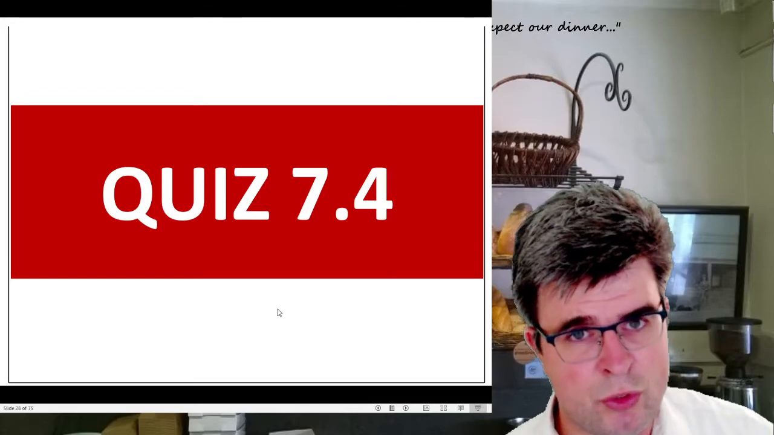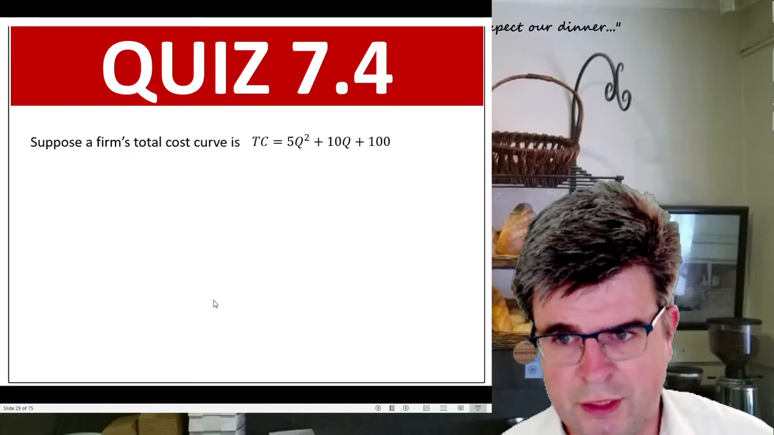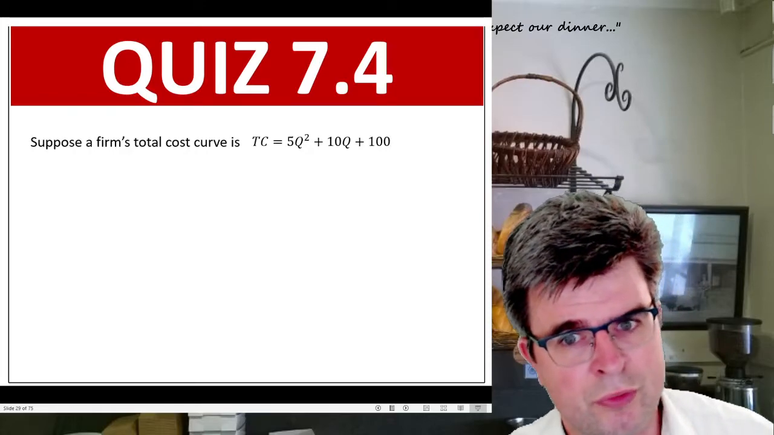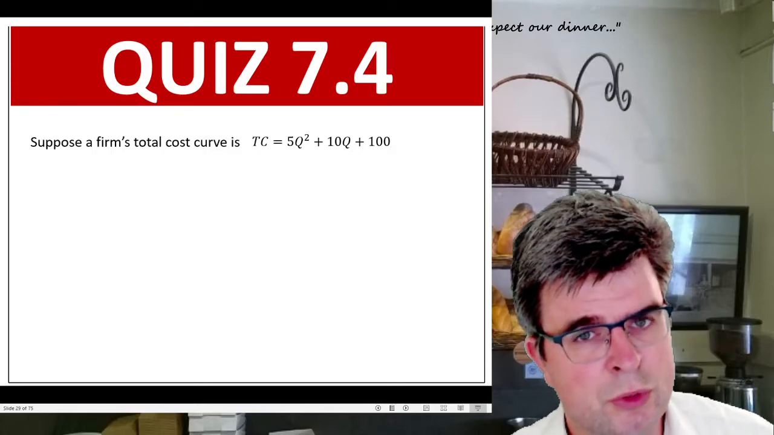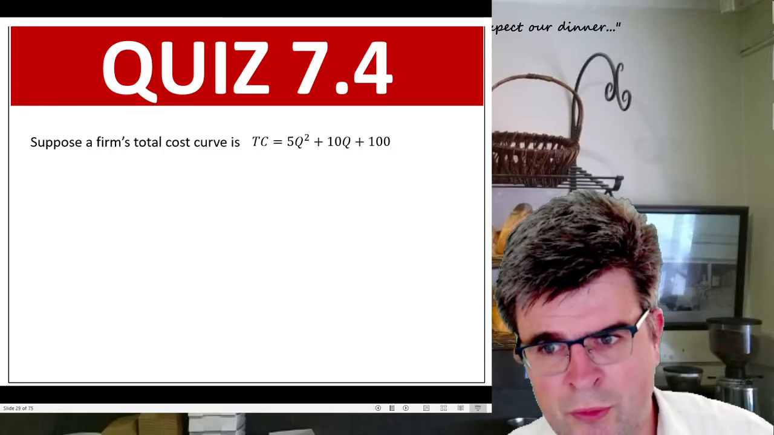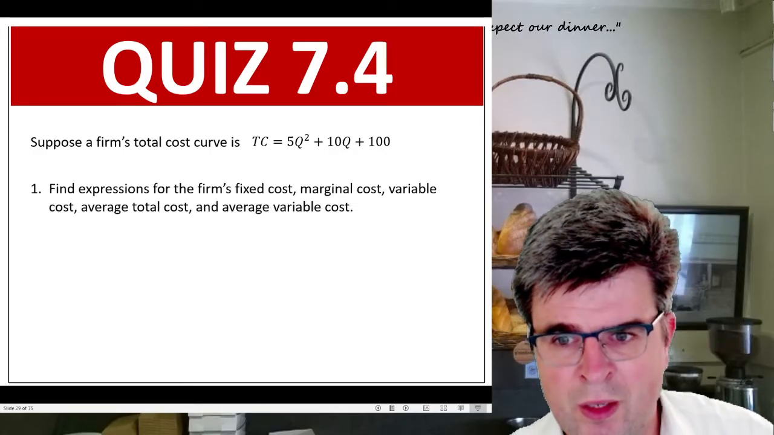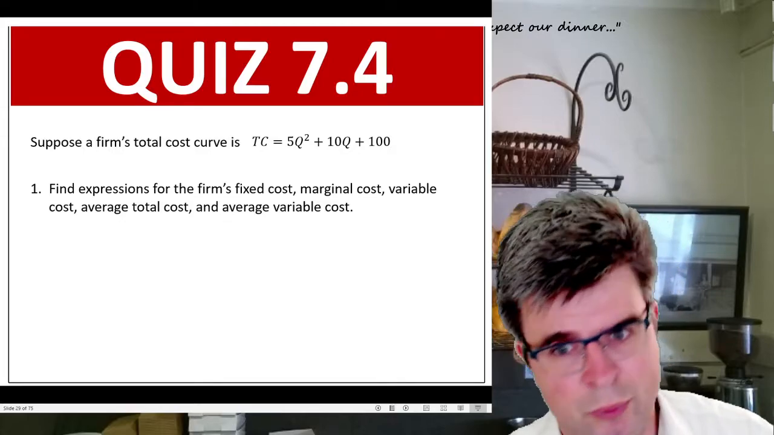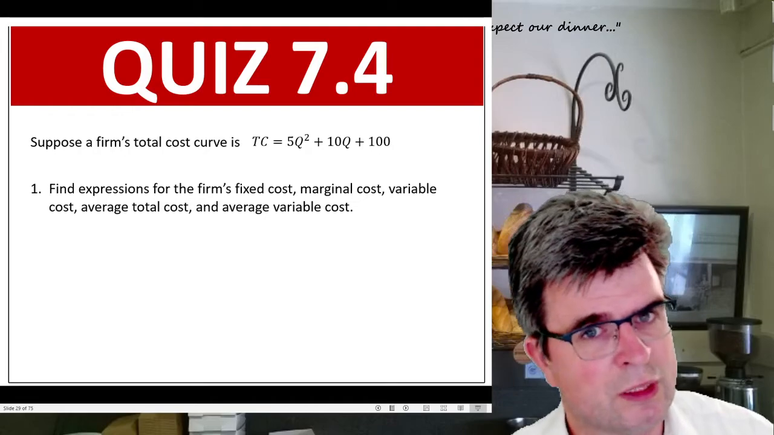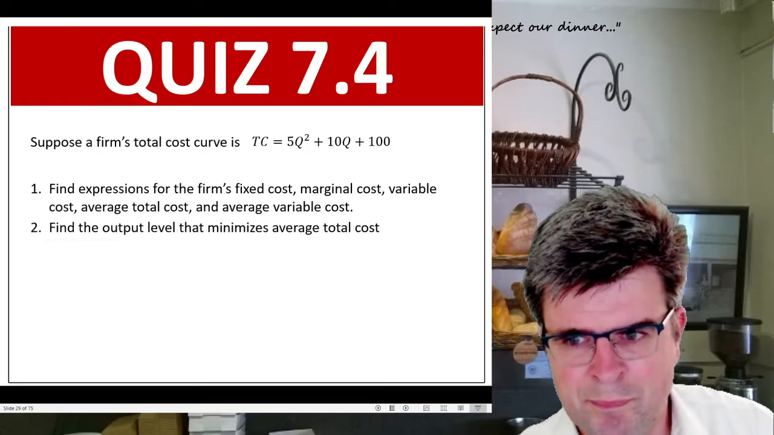This brings us to the next quiz. And the next quiz first gives you a cost curve. It says, well, suppose that the cost curve is 5 times q squared plus 10q plus 100. And the questions will not come as a surprise to you. Find expressions for the firm's fixed cost, marginal cost, variable cost, average total cost, and average variable cost. Again, this is not one question. It's more like having 5 questions in one.